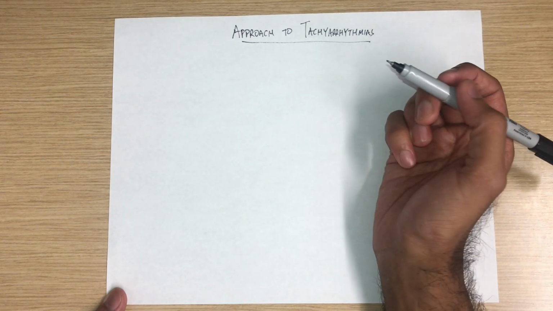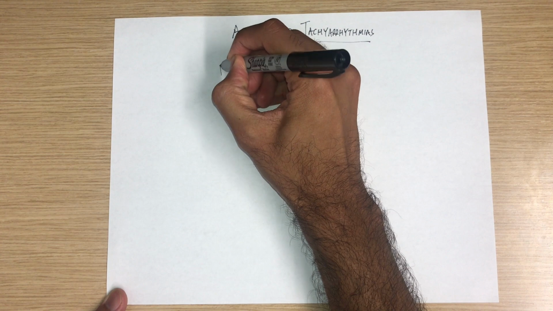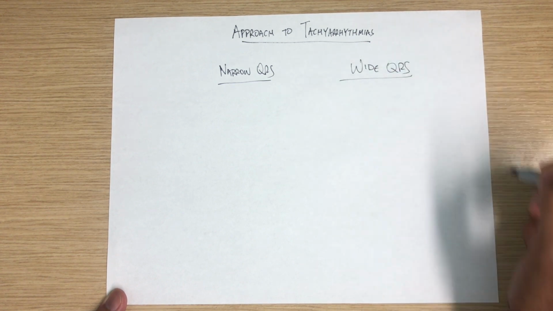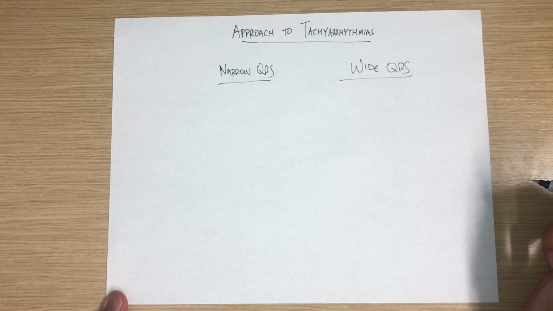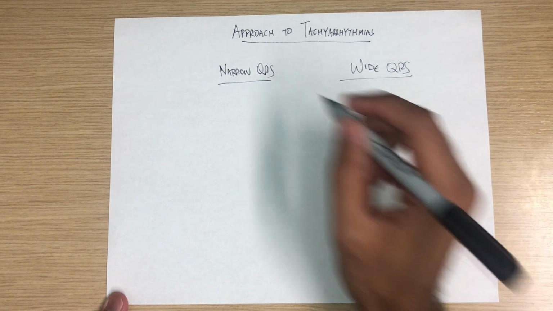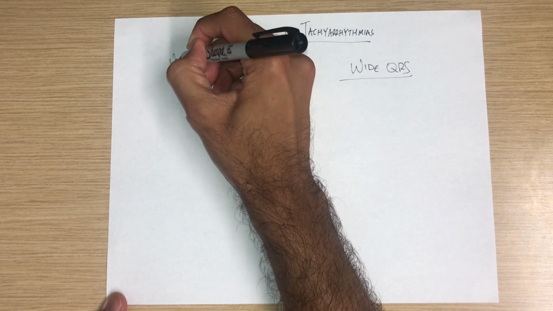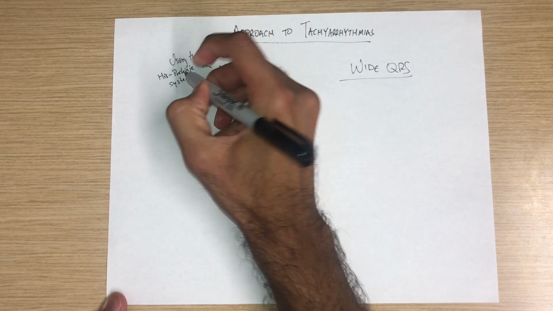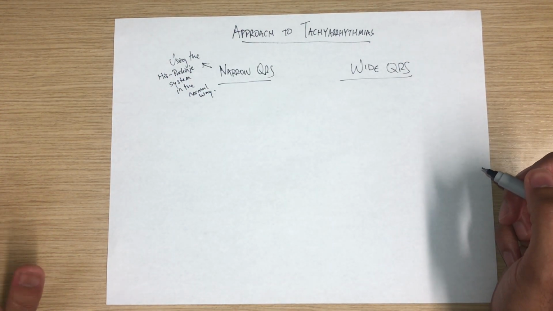I think it's a little bit more mechanistically useful. So first, the question to ask yourself when you're presented with a tachyarrhythmia is whether the patient has a narrow QRS or a wide QRS. And I think it's really worth spending a little bit of time to understand what these things mean. So a narrow QRS basically is an indicator that the patient is using the His-Purkinje system in the normal way. That's really the only way to get a narrow QRS complex for the most part.